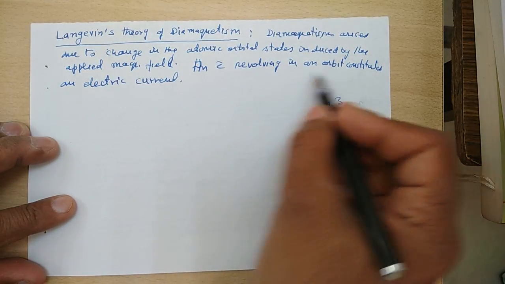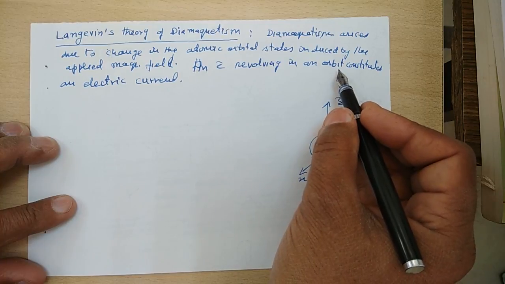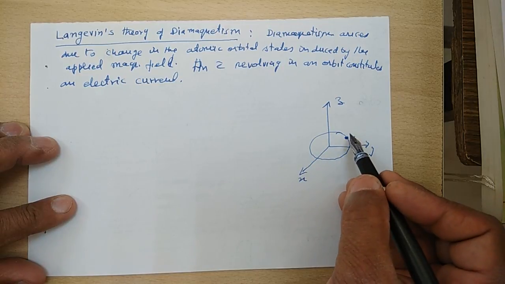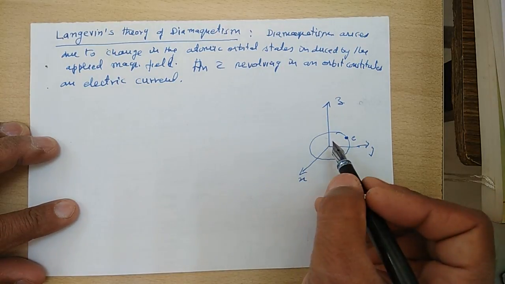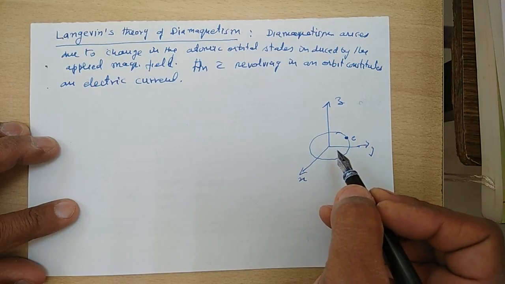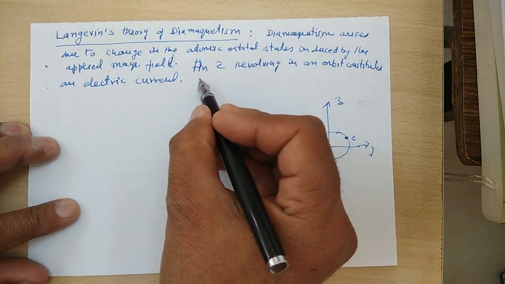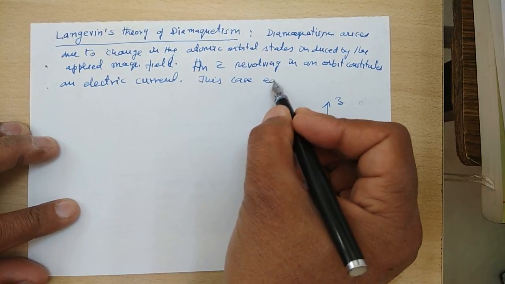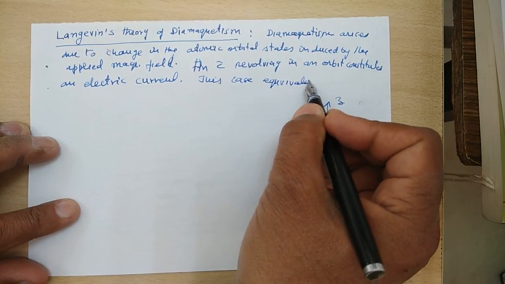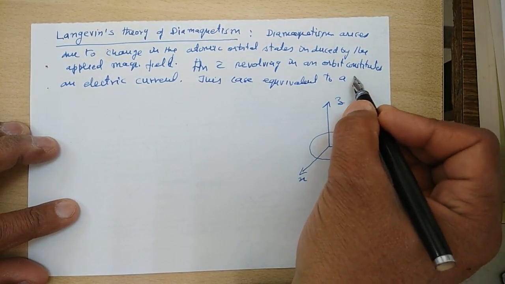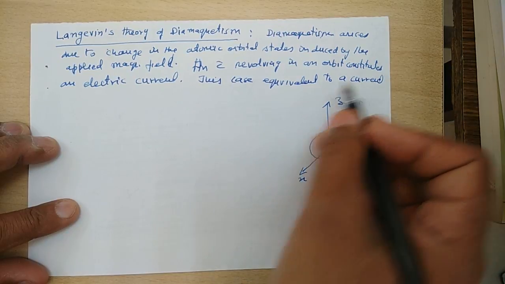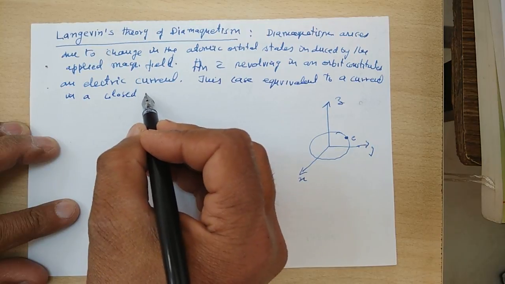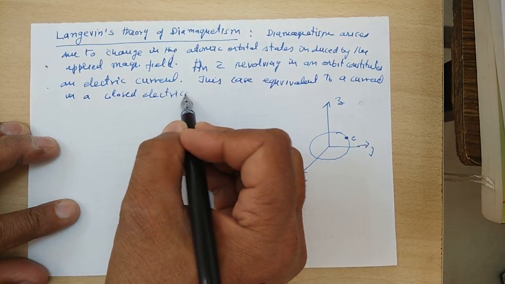And we will consider this motion of an electron in an orbit as equivalent to the current in a closed circuit. So we will consider this case equivalent to a current in a closed electric circuit.